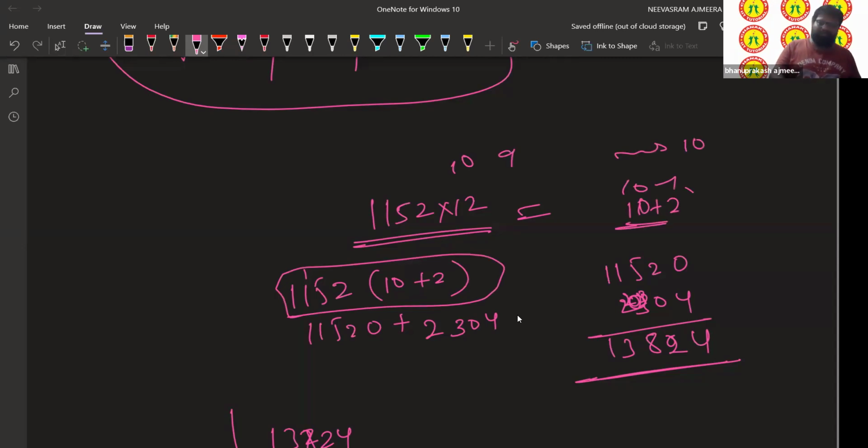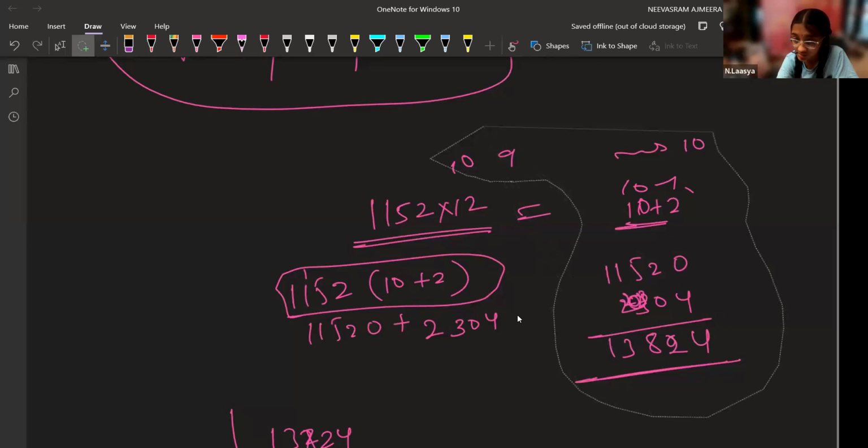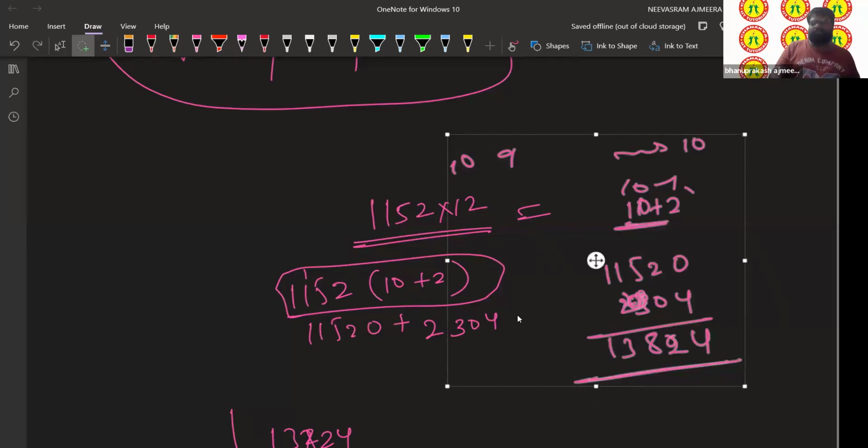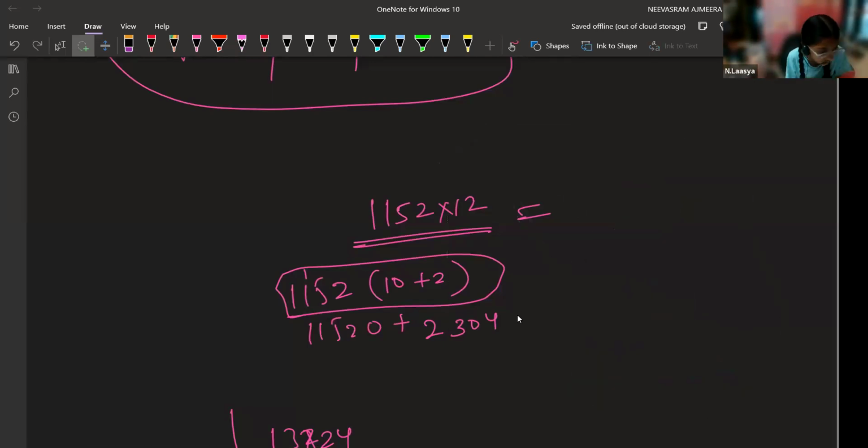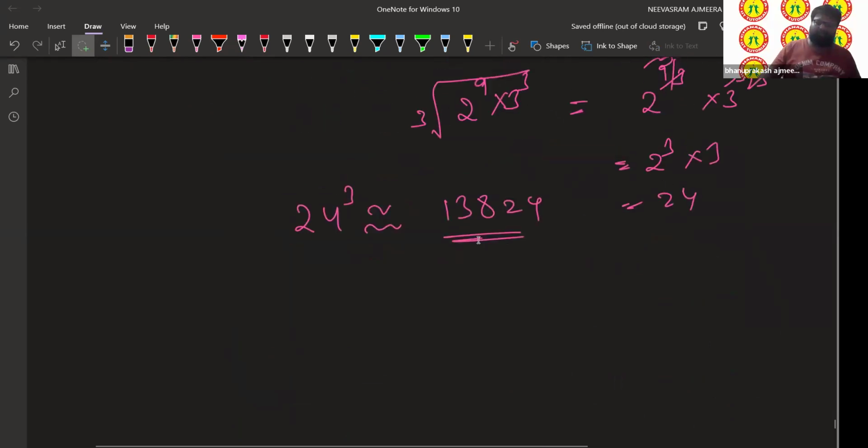In this way I will approach. So that's how I actually do it. Yes, it's a smart way I do it. Okay, that's it. Okay, fine. Chalo.